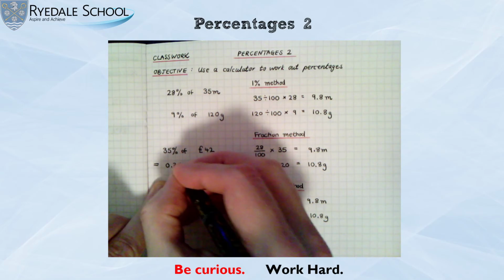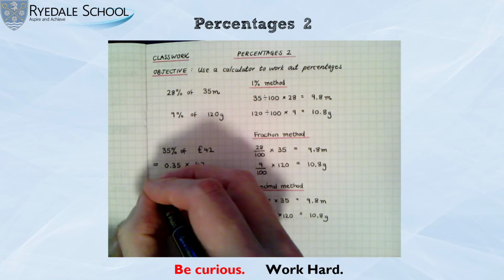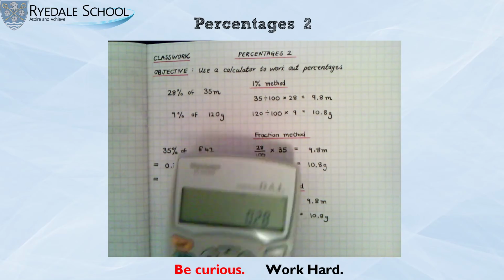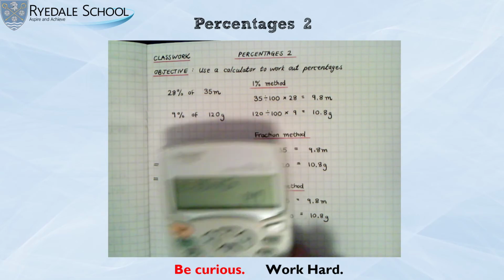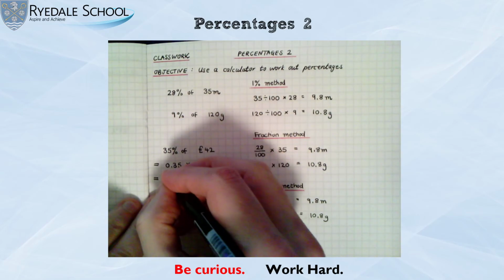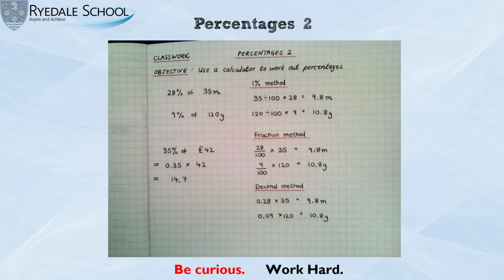0.35 times 42. I type that into my calculator. 0.35 times 42. 14.7. Can you see the problem? If this was an exam question, you would not get full marks.